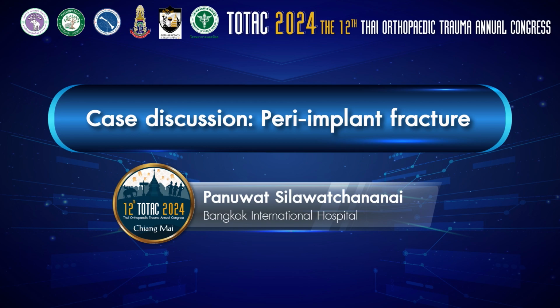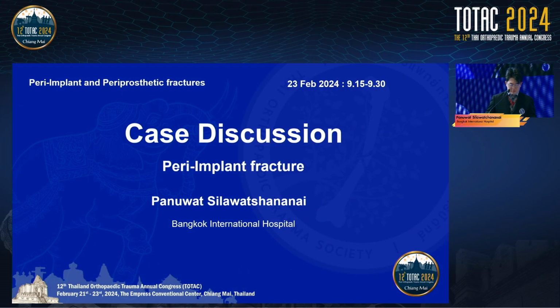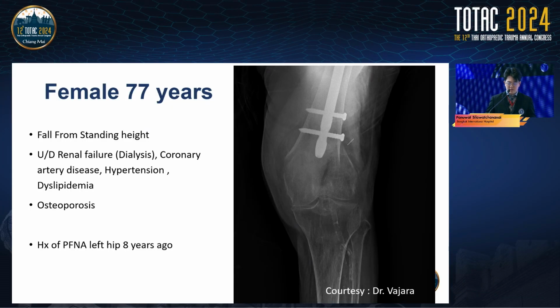Okay. Good morning, everyone, chairman, co-chairman, and all panelists. It's an honor to be here to present the case of a peri-implant fracture. Let's start with a bit of background of this patient. 77 years old with history of significant osteoporosis. Underlying is renal failure on dialysis, CAD, hypertension, and dyslipidemia. She fell from standing height at ground level and has a history of PFNA around 8 years ago.